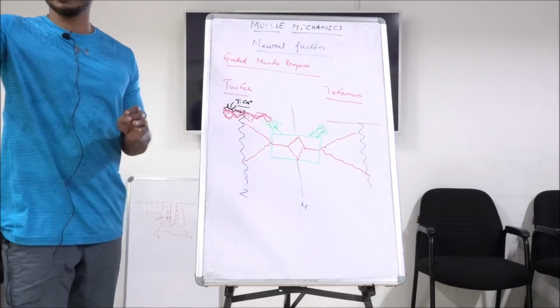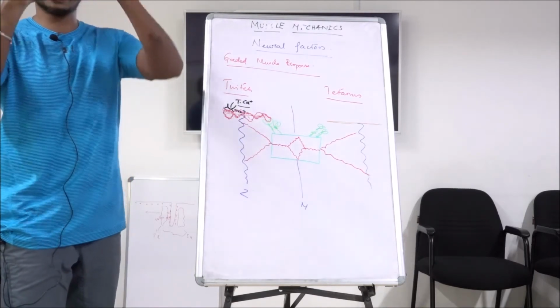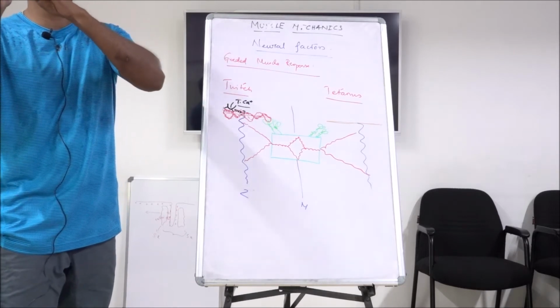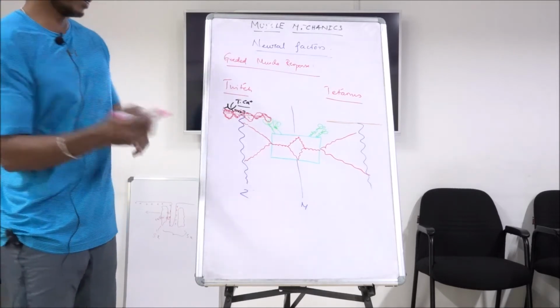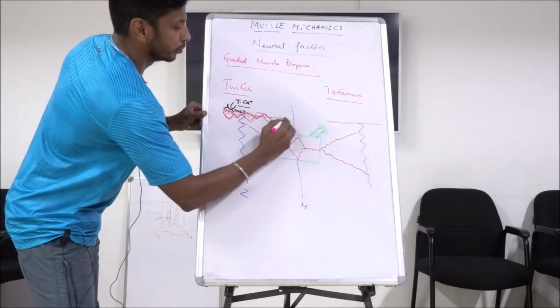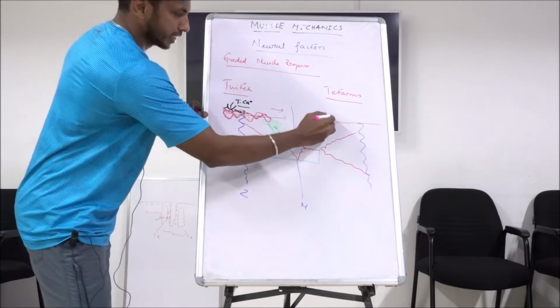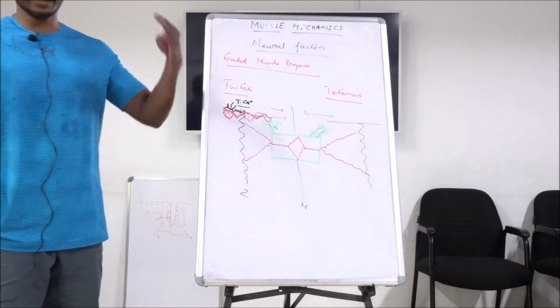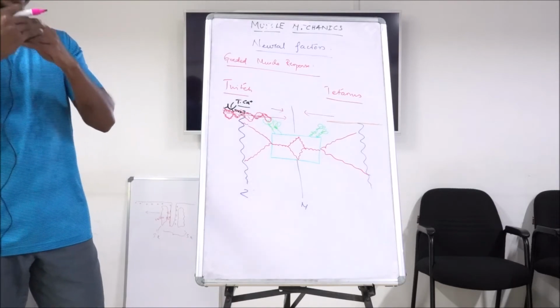So it goes, attaches, and that attachment part is called the latent phase. And then it pulls back. So now the actin moves towards this side. This actin moves towards this side. So it comes closer, shortening occurs.